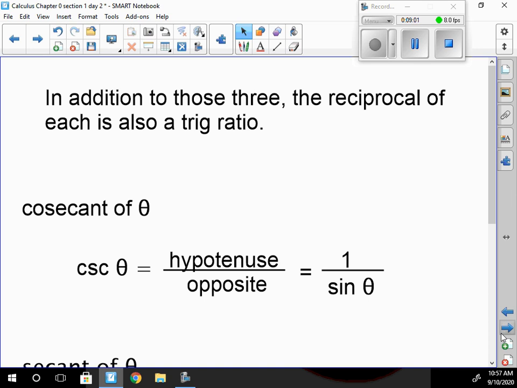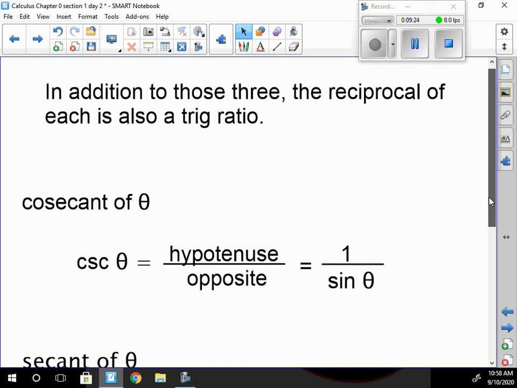In addition to those 3, the reciprocal of each is also a trig ratio. So the cosecant of theta is hypotenuse over opposite. And that's just 1 over sine. It's sine flipped. So sine theta is opposite over hypotenuse. Cosecant is hypotenuse over opposite. Should make it a goal of yours to memorize these.